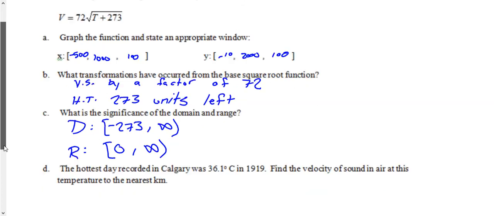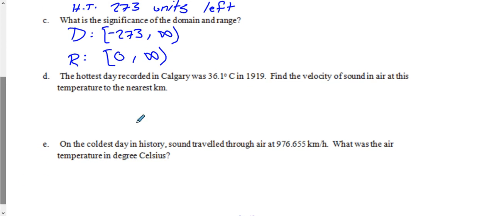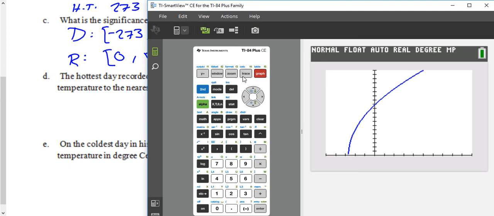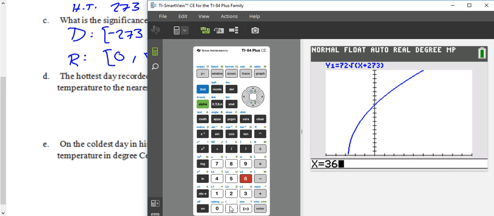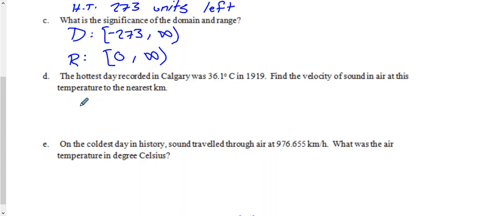In part D, it's asking you, the hottest day recorded was 36.1 in 1919. Find the velocity of sound at this temperature. So we're looking for 36.1 on my calculator. So all I'm going to do is hit my trace button and type in 36.1, because that should be my x value, hit enter. There you go. You get a y value. It's 1265.84.